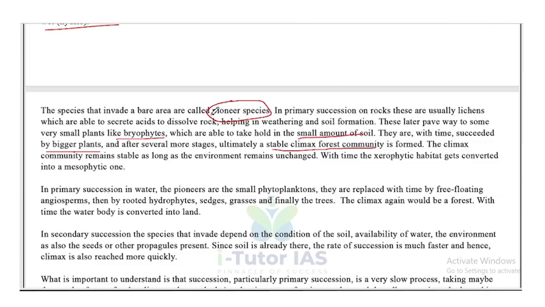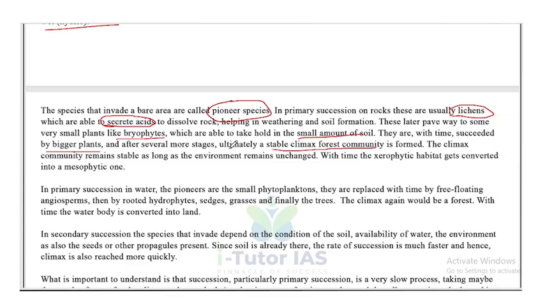So, in the case of primary succession, the succession happens in a bare area where there was no vegetation before. The species that invade the bare area first are known as pioneer species. In most cases of primary succession, it is lichens. Lichens are an example of a pioneer species. These lichens secrete acids and dissolve rocks, which helps in weathering of the rock and soil formation.